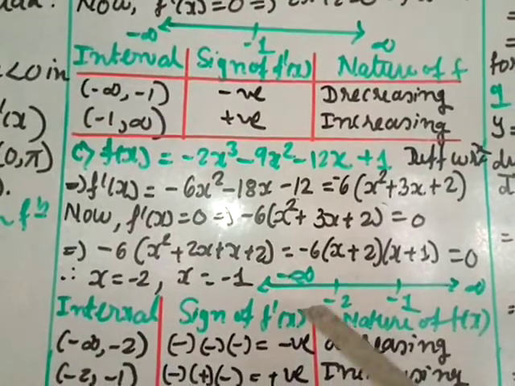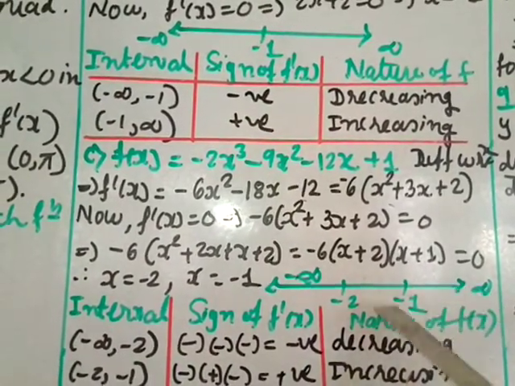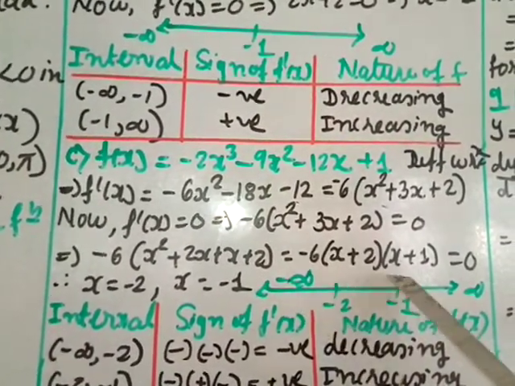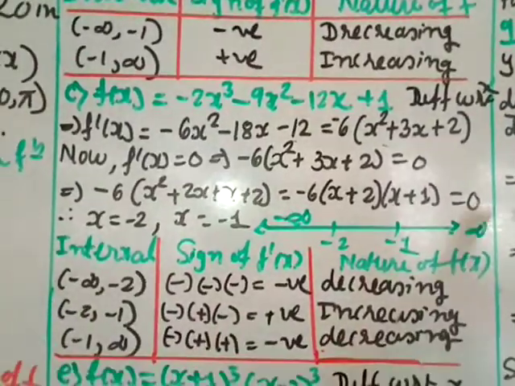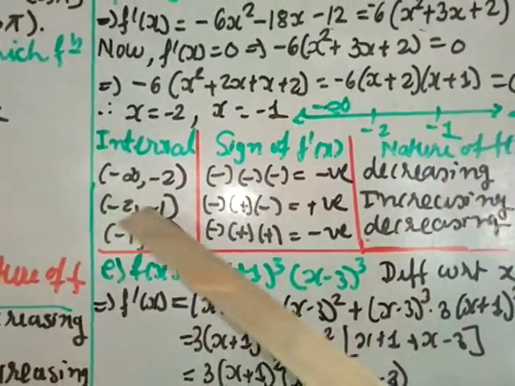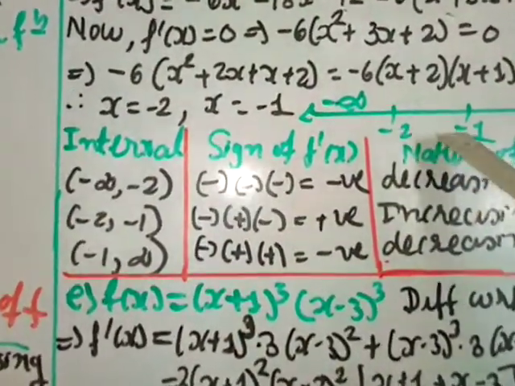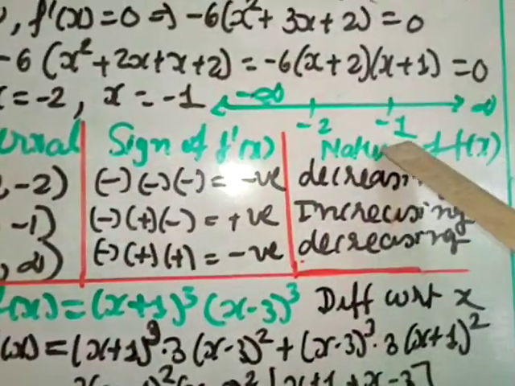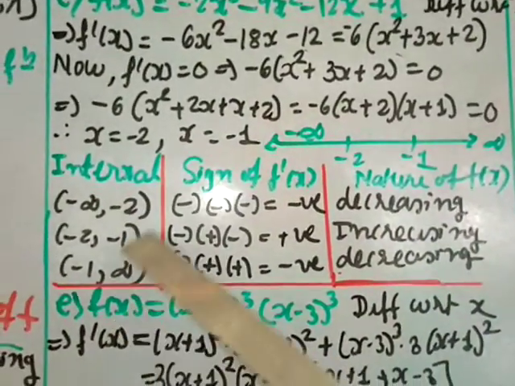Draw the number line: minus infinity, here infinity, minus 1 somewhere here, minus 2 somewhere here, 0 will be somewhere here. Roughly we have to put it. Then what are the intervals I get? Minus infinity to minus 2, the first interval. Second interval, minus 2 to minus 1. Third interval, minus 1 to infinity. So I have written the intervals.